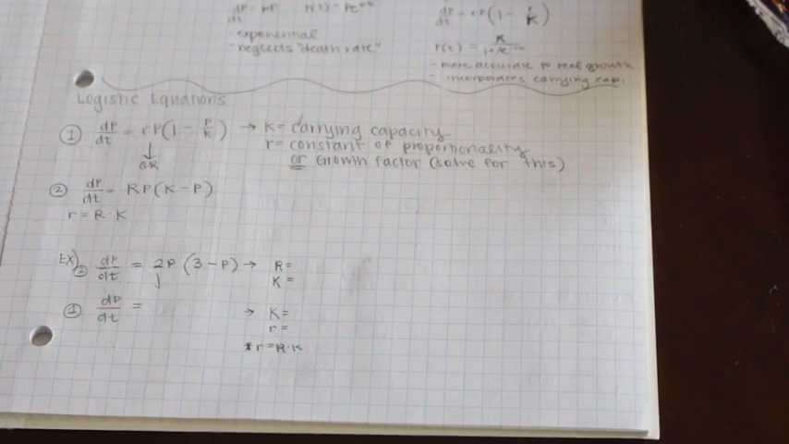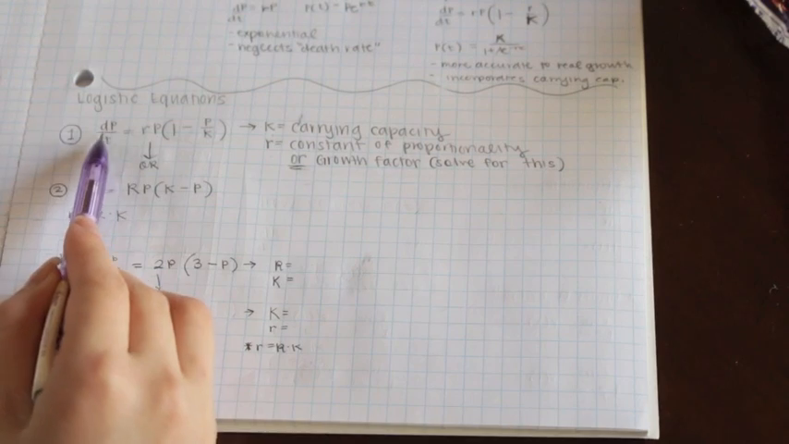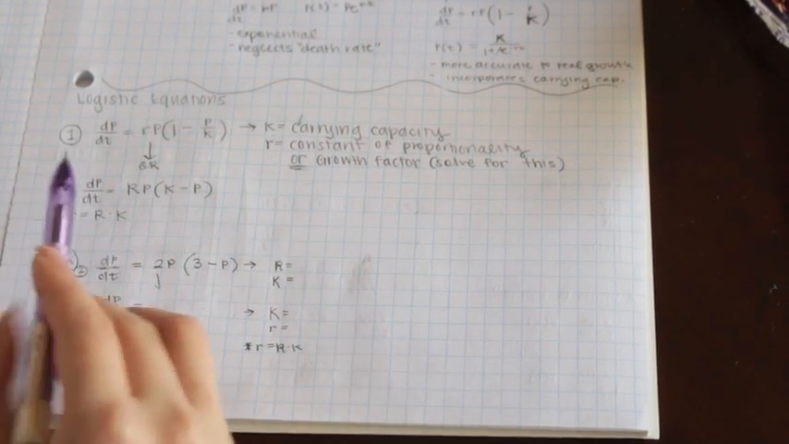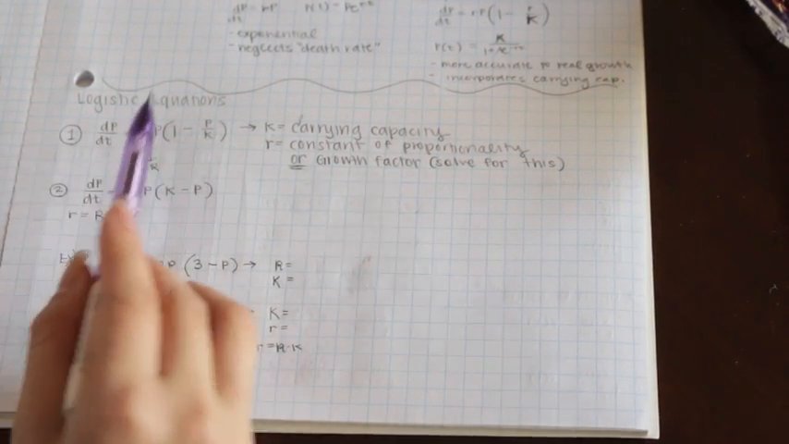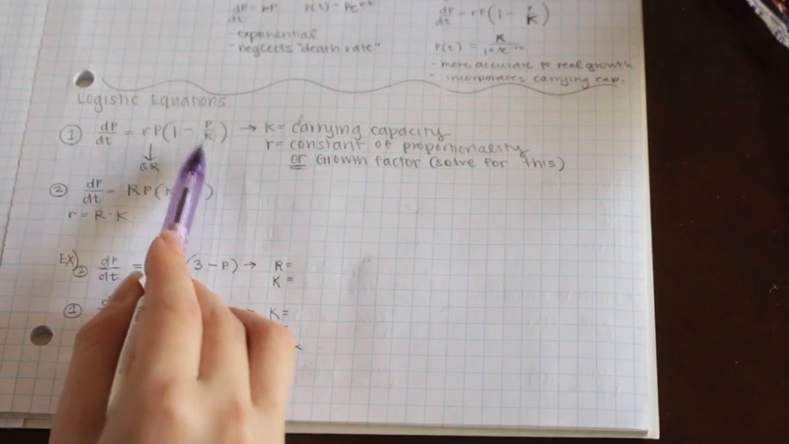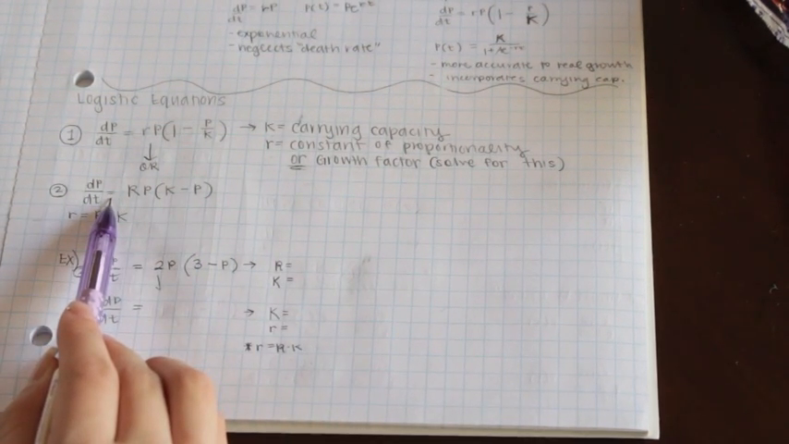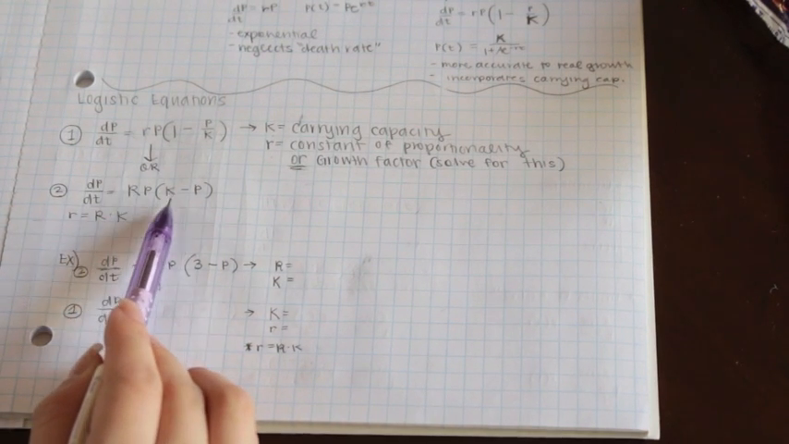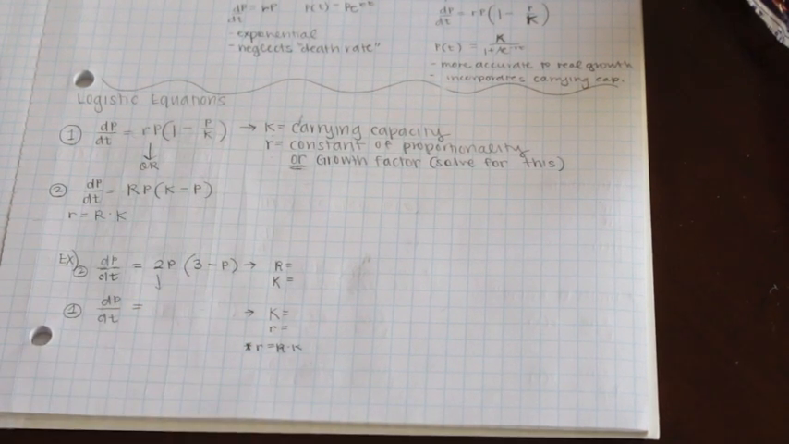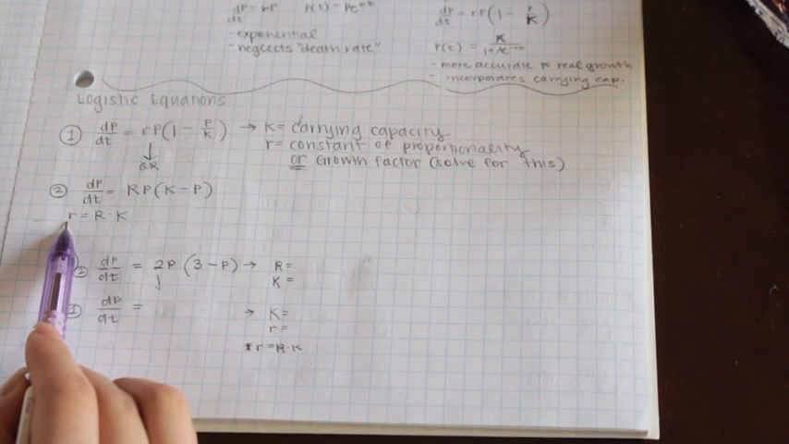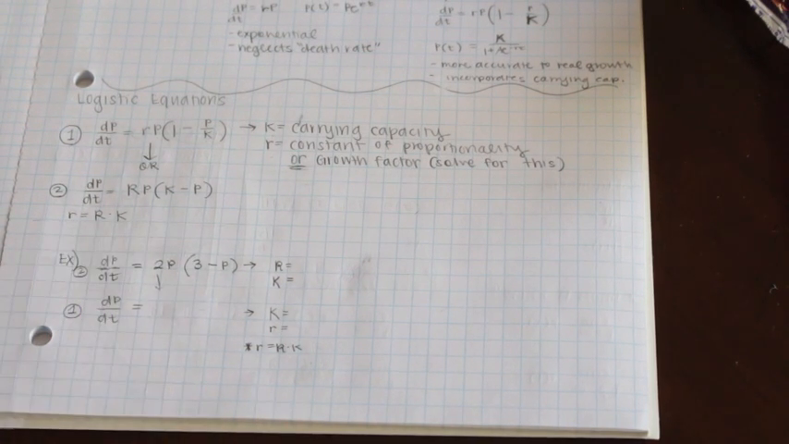So when we look at the differential equation of population for logistic growth, it will be dP/dt, and it will be equal to little r times P times 1 minus P over K. And you may also see this as dP/dt is equal to big R times P times K minus P, where your little r is going to be equivalent to your big R times K.